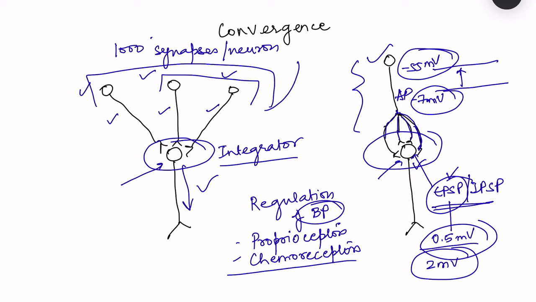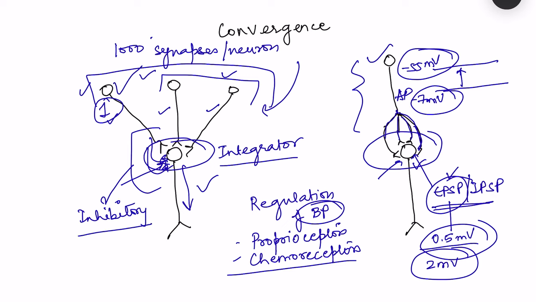So let us come back to this example. Say suppose one neuron is having more number of synapses, and say suppose these are inhibitory synapses. So you see, if this particular neuron is activated, the effect will be much more than the other two neurons. So that is how the weightage of the effect of one particular presynaptic neuron on the postsynaptic neuron depends on the number of synapses it is making on the postsynaptic neuron. Fine, so that was about the convergence.